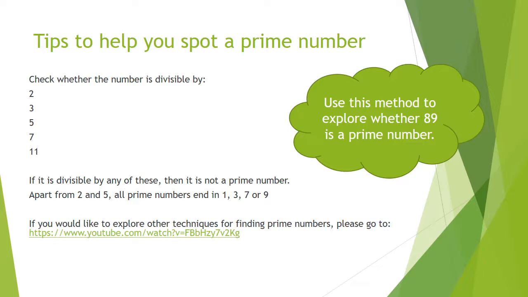And apart from 2 and 5, another thing to remember is that all prime numbers end in 1, 3, 7 or 9. And it might be just useful to think about why that is. If that technique doesn't make much sense to you, or you think, I'm going to have trouble remembering that, then maybe you could look at the YouTube link I provided on screen to find some other techniques which would help you to recognize prime numbers.